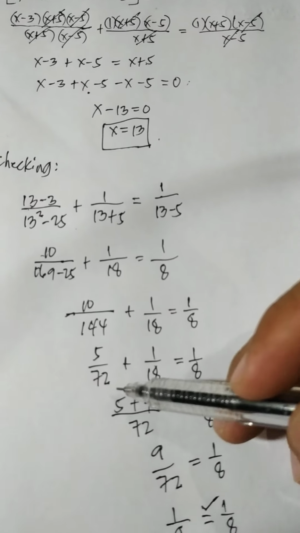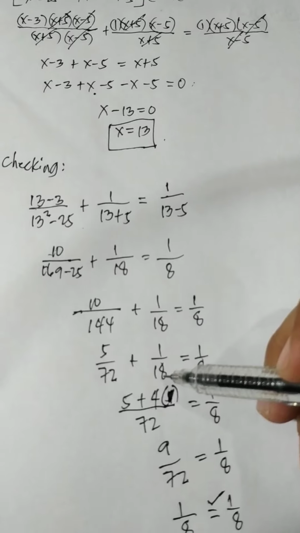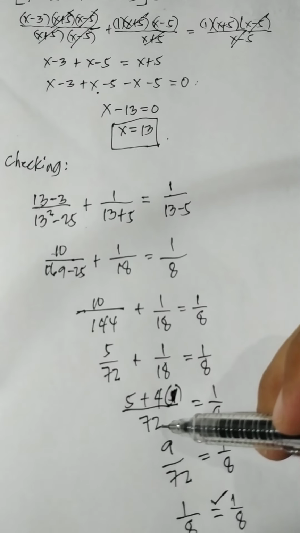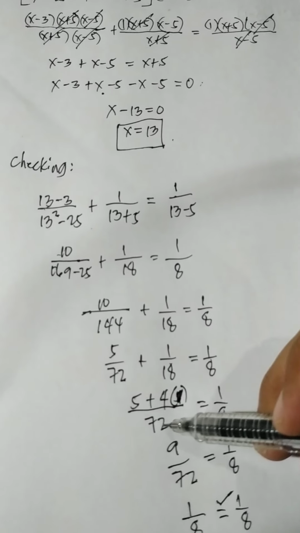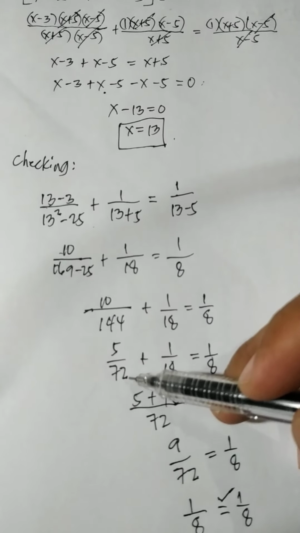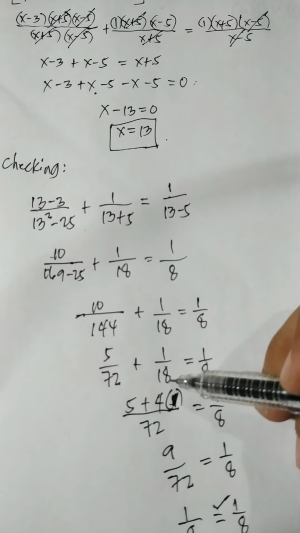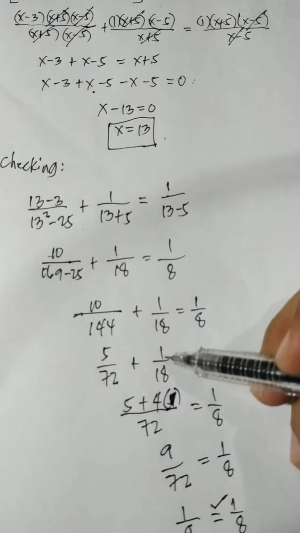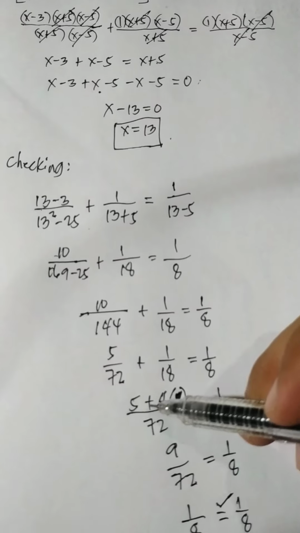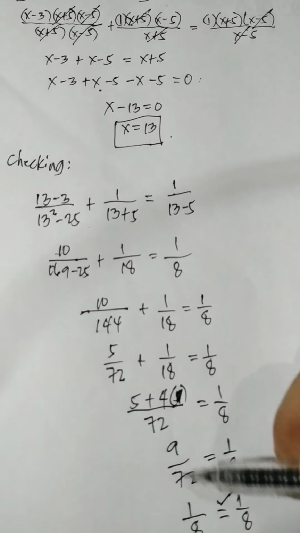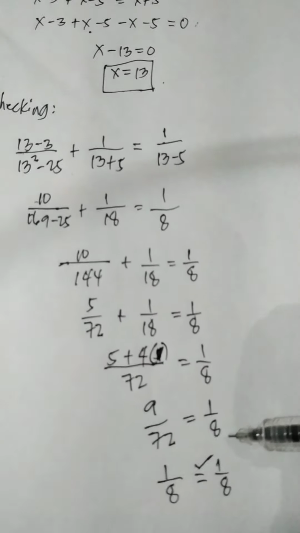So this part now mangita ta og LCD. So ang LCD niya will be 72. Because 18 is a factor of 72. So therefore, 72 divided by 72, that is 1 times 5, that's 5. 72 divided by 18, that is 4. So times 1, so 4 times 1. So that's equal to 1 over 18. So we have 5 plus 4, that is 9 over 72. So that is equal to 1 over 8.